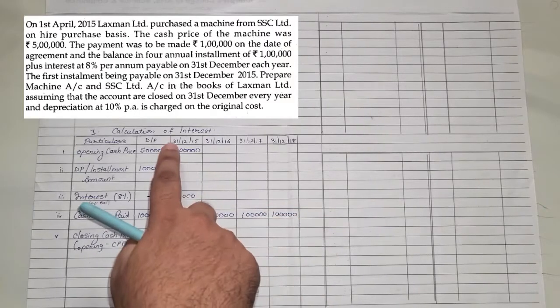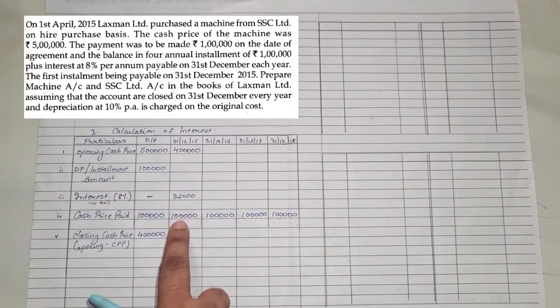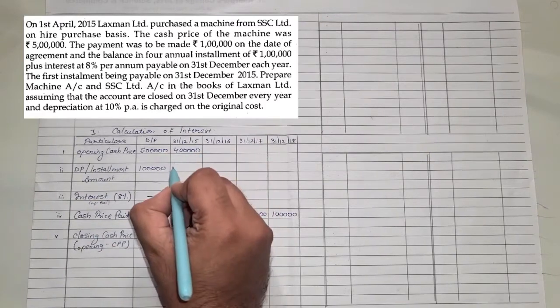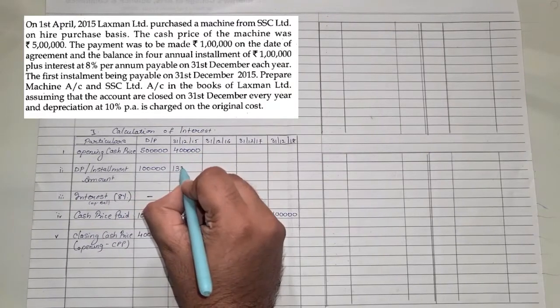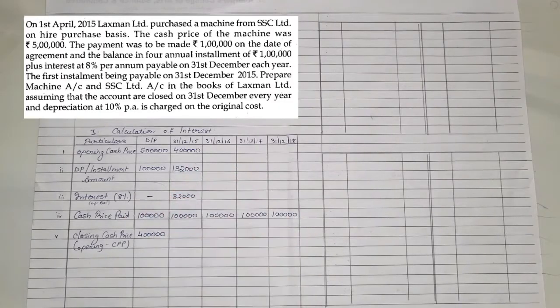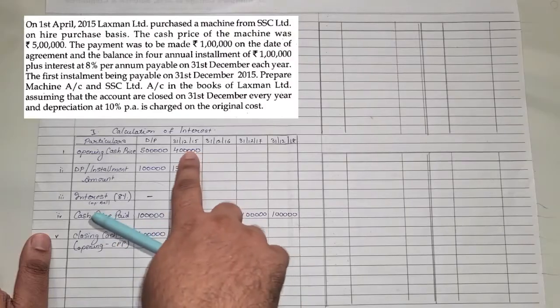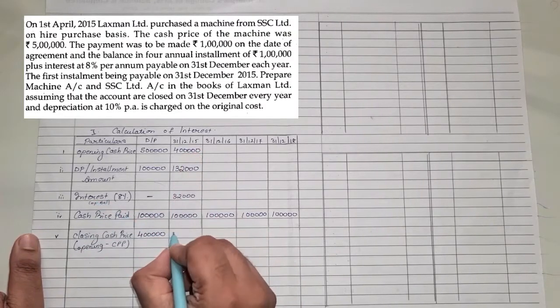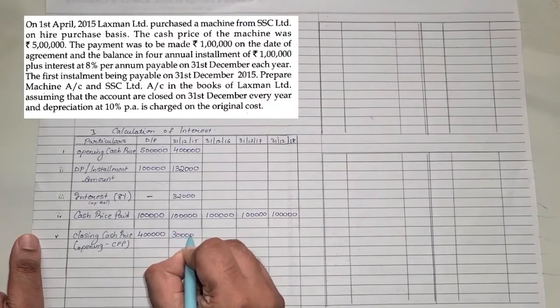So now on 31st December 2015, you're not only paying the 1 lakh installment plus 32,000 of interest. So the total amount that you're going to pay as per installment will be 1,32,000. This is very important. Now to find the closing, we have opening minus the installment cash price paid. So 4 minus 1, 3 lakh is still the amount pending.